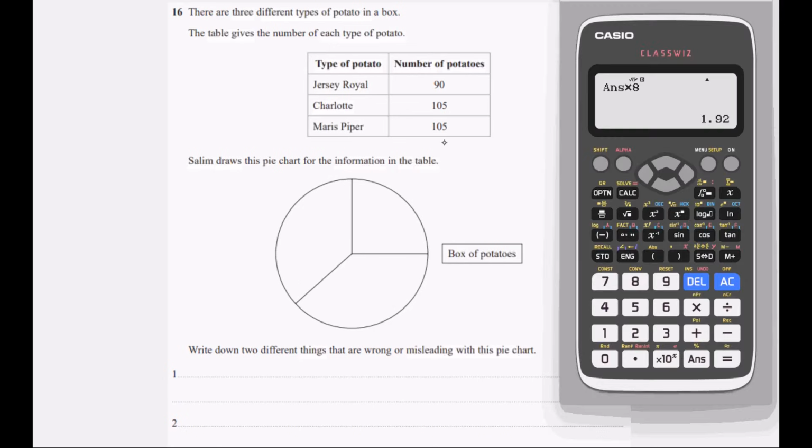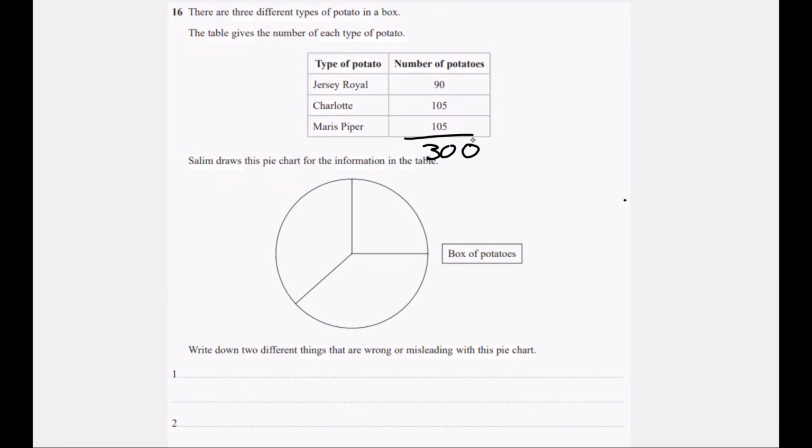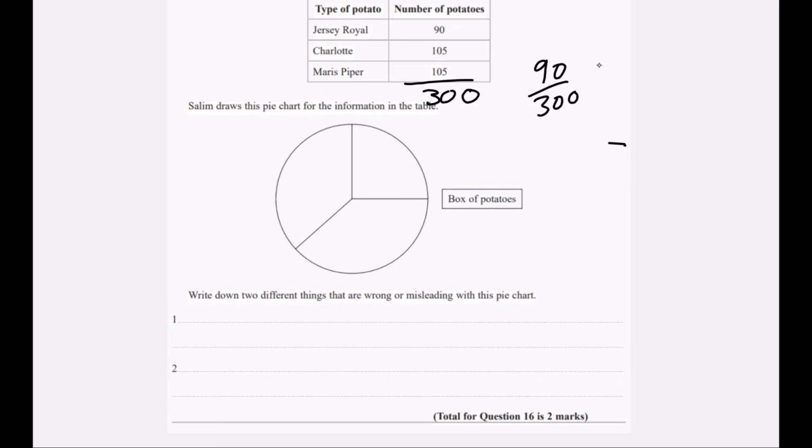So how many potatoes do we have here? We've got 90 plus 105 plus 105, so we've got 300 potatoes. And Salim's drawn a 90-degree angle for the Jersey Royals. But it wasn't 90 degrees. It should be 90 potatoes, so 90 out of 300. 90 out of 300 will not be 90 degrees. 90 degrees is a quarter. So that's wrong. He's done the wrong angle. So it does not equal a quarter.